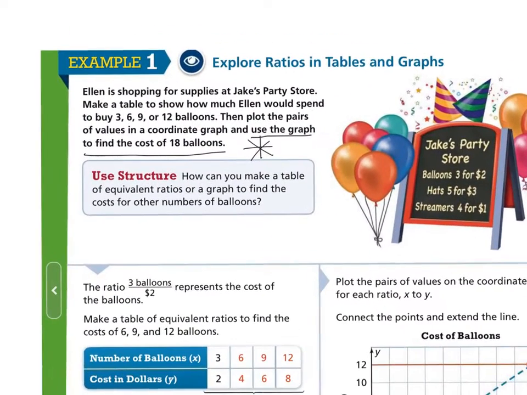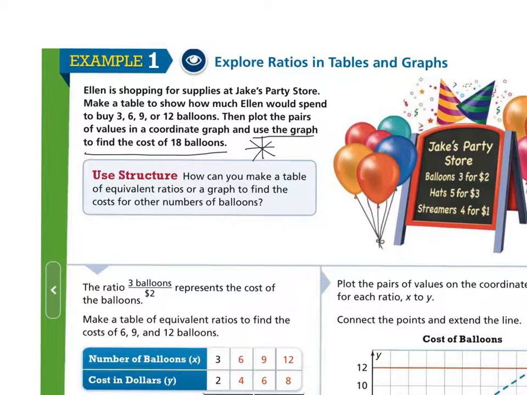Example 1. Ellen is shopping for supplies at Jake's party store. Make a table to show how much Ellen would spend to buy 3, 6, 9, or 12 balloons. Then plot the pairs of values in a coordinate graph and use the graph to find the cost of 18 balloons. Alright, so technically we could do this without the graph.